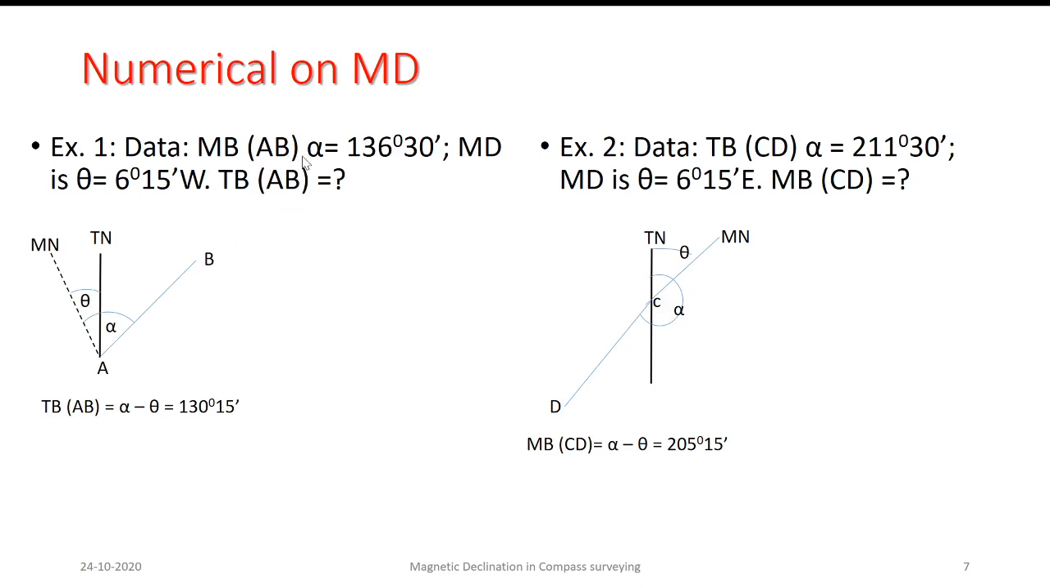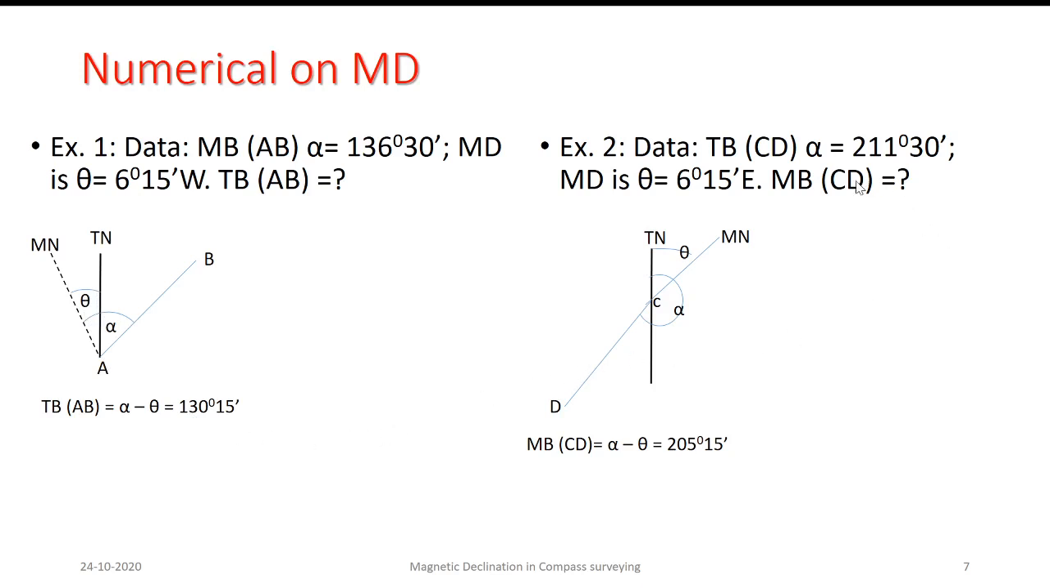The magnetic bearing of the line is 136 degrees 30 minutes. Hence, with respect to this magnetic north, line AB is shown making an inclination of alpha. Now, in order to determine the true bearing for line AB, we have to deduct this theta from the total value of alpha, which comes to be 130 degrees 15 minutes.